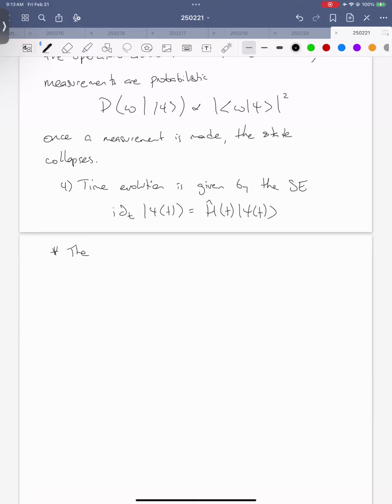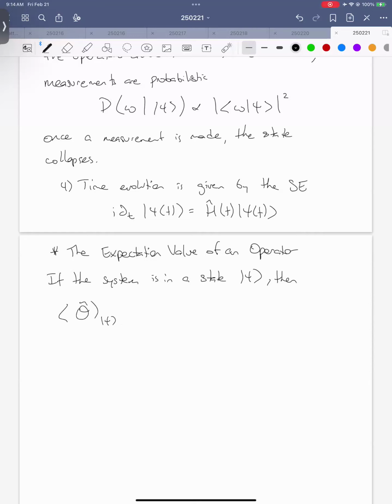All right, let's talk about the expectation value of an operator. So if the system is in a state psi, then the expectation value of an operator, say O hat, when the system is in the state psi. So in general, the expectation value of anything in terms of probability and statistics is over the values you can measure weighted by the probability of measuring that value.